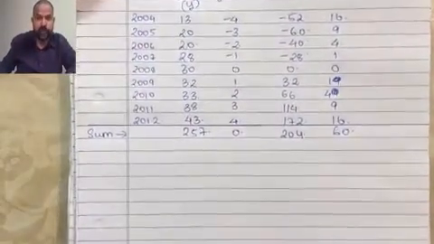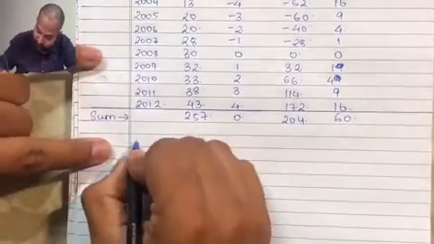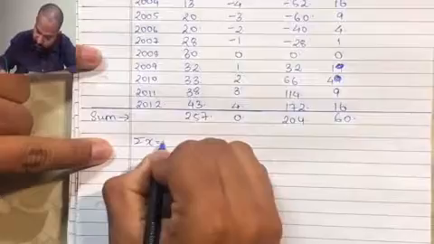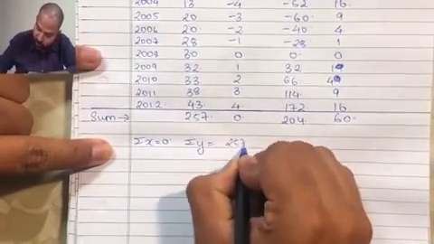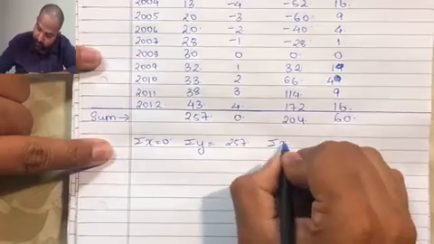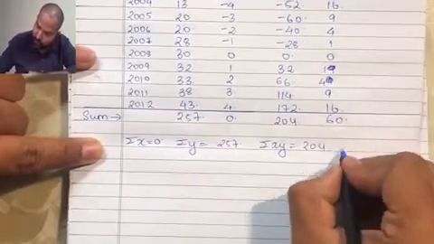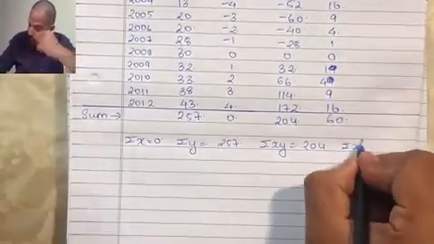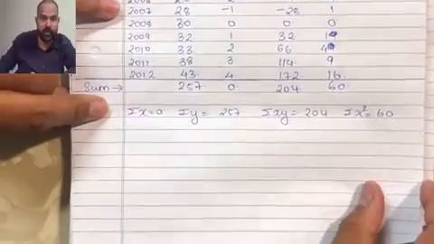So we have to substitute these into two equations. Let me write down whatever I have. I have a sum of x which has become 0. I have a sum of y which has become 257. I have a sum of xy which is 204, and I have a sum of x square which is 60. Fine. I've written down whatever I have.